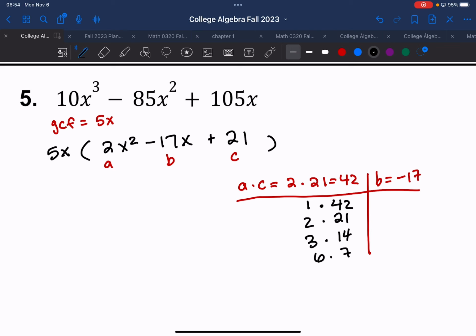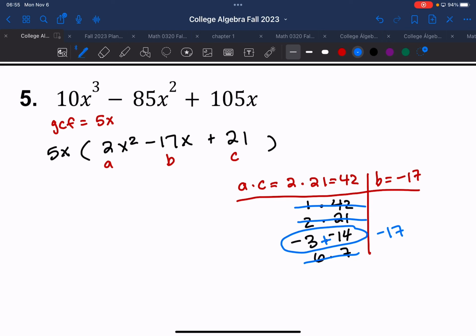3 times 14. Would the 3 and 14 remain positive, or would we have to change them? They would both be negative. So that means this is the pair we're using, negative 3 and negative 14, because they multiply to a positive 42, but add to a negative 17. So none of these other ones. That's the method you would go through if you can't think of the factors off the top of your head: write all the multiples for A times C.